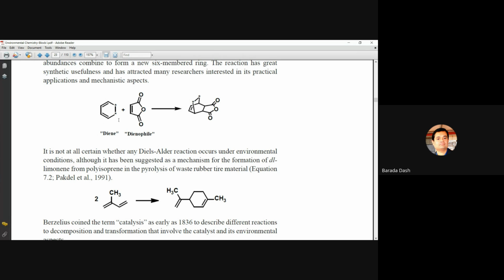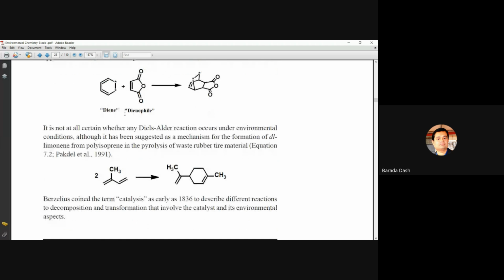So a diene reacts with a dienophile. Diene means two pi bonds or double bonds conjugated with each other through a carbon-carbon single bond. And a dienophile is a double bond to which an electron withdrawing group is attached. So they combine together to form that.